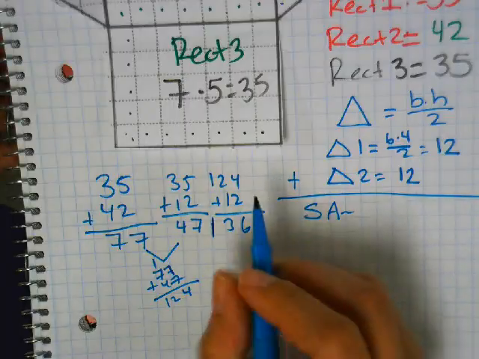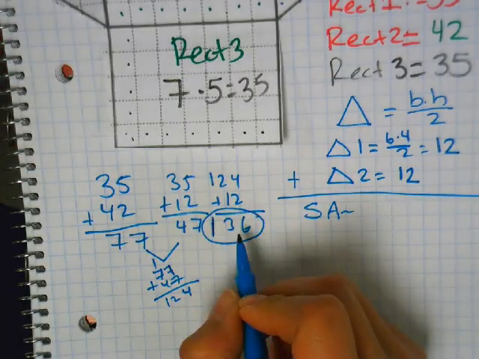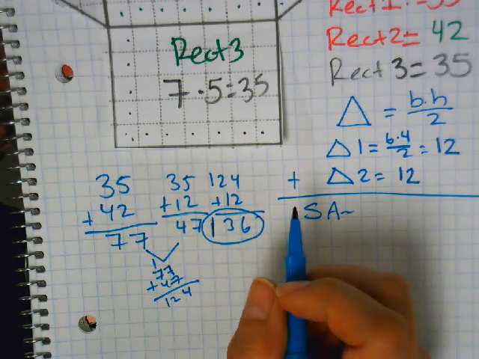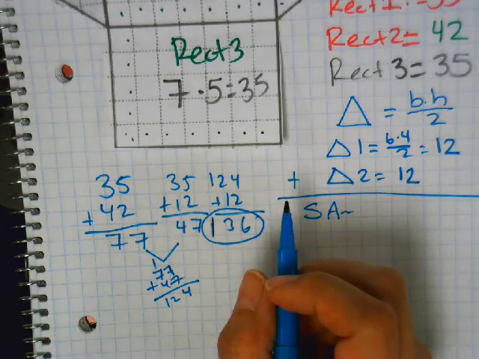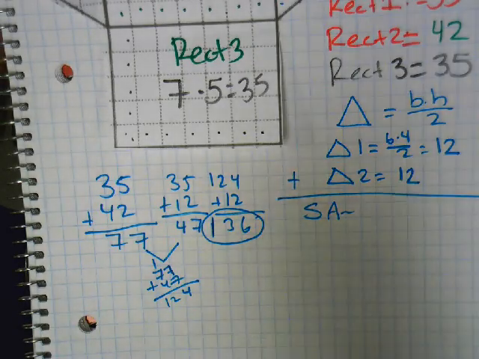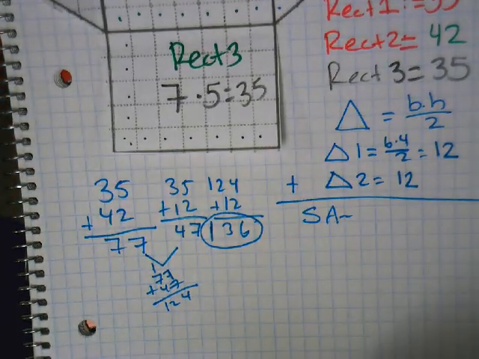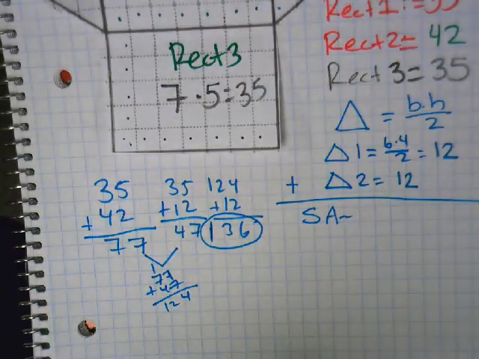Did anybody get my number? 130, 136? Yeah, 136. Danny and I got 136. Anybody else get a... Add them up. Don't just copy. 136? Okay. So we got 136.